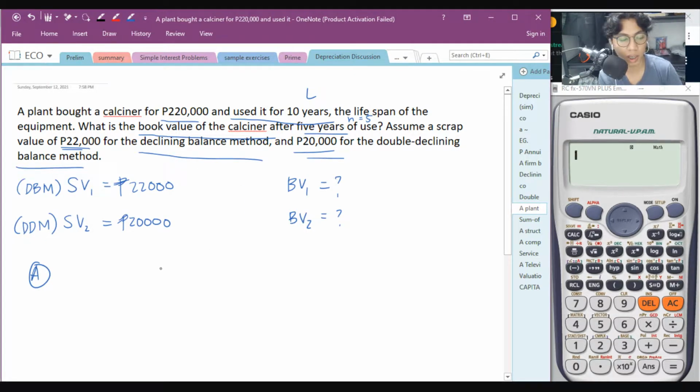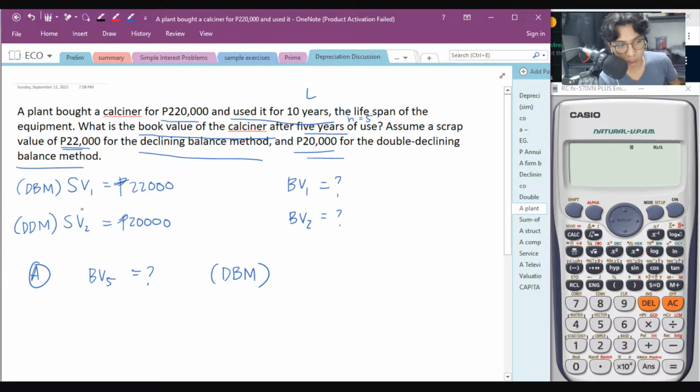Hindi ko sabi dito, mm, hindi ko po maalala kung paano. So, after 5 years ang hinahanap dyan, okay? So, the book value for the 5th year, hindi natin alam, using declining balance method, DBM. Okay, ano po ba yung formula niya para mahanap natin yung book value for the 5th year?